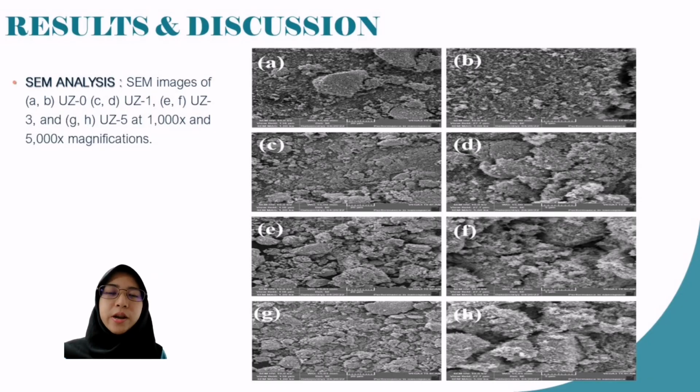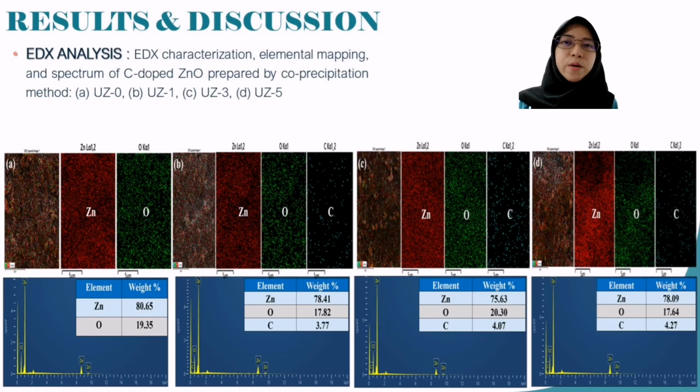Next, we move to the results and discussion part. This figure indicates SEM images of all samples at 1000 and 5000 magnifications. The images show the samples are dense and well distributed. And this is the EDX analysis, where the figure shows EDX characterization, elemental mapping, and spectrum of C-doped zinc oxide prepared by the cold precipitation method.